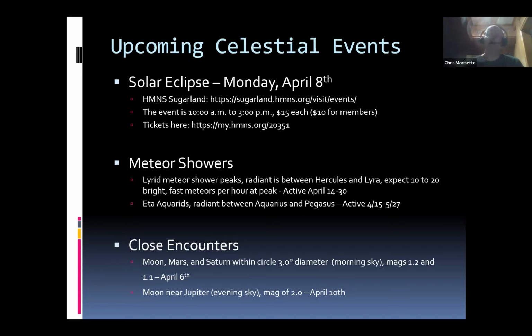The admission is $15, and $10 for members. The website here at the bottom gives you the place where you can get tickets, and here is where you can get more information on the event. I'll be out there volunteering myself, so if you come on out, stop by and say hi. I don't know what the weather's going to be like. Everything I've seen in the forecast is not real good.